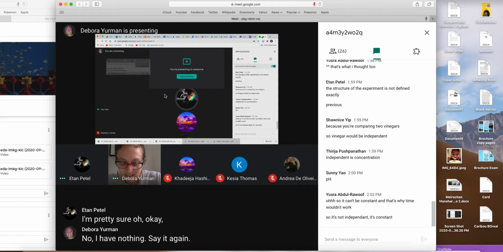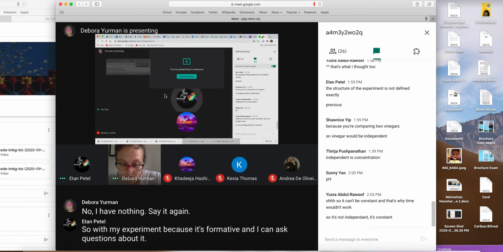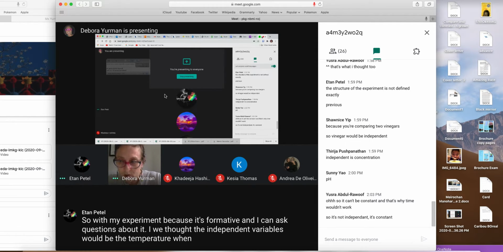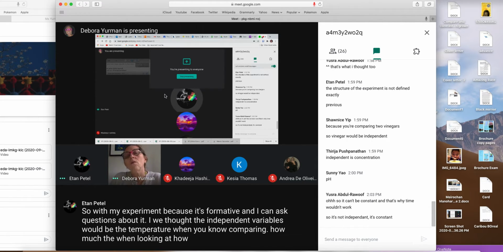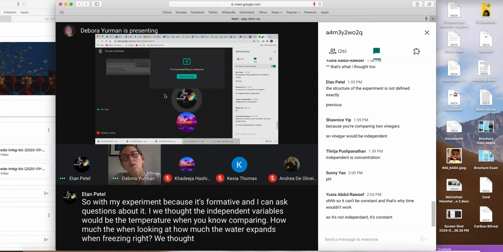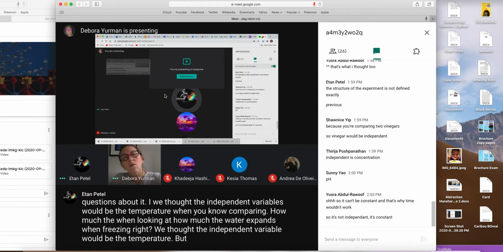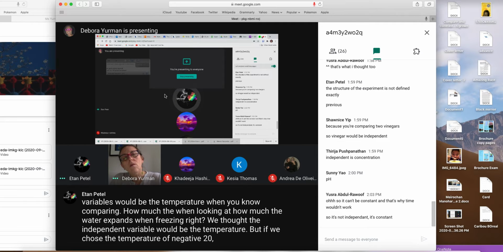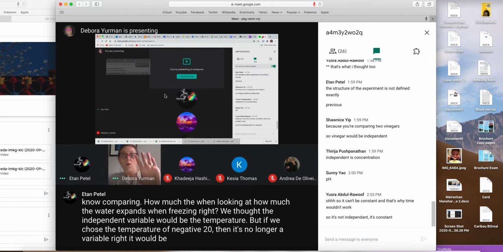So with my experiment, because it's formative and I can ask questions about it, we thought the independent variable would be the temperature when looking at how much the water expands when freezing, right? But if we chose a temperature of negative 20, then it's no longer a variable, right? It would be a constant.